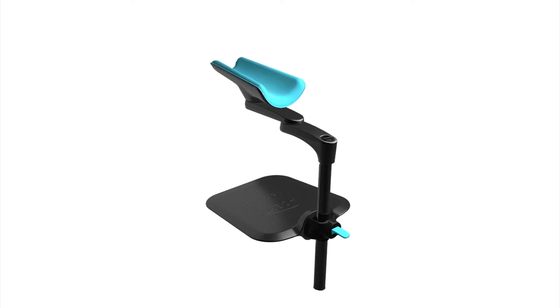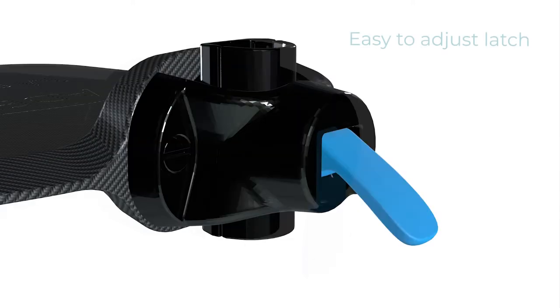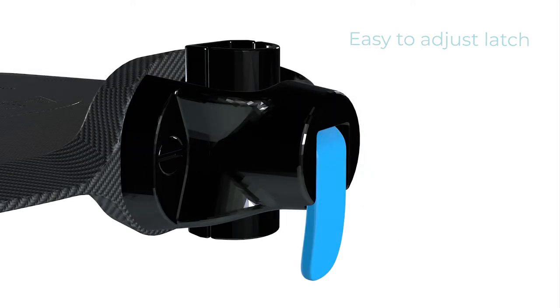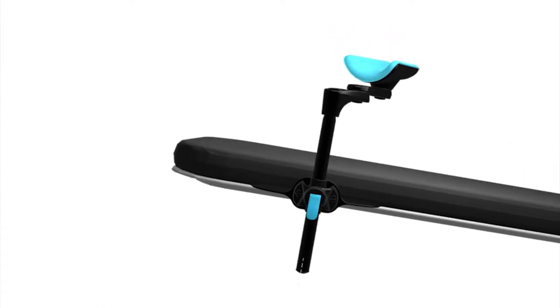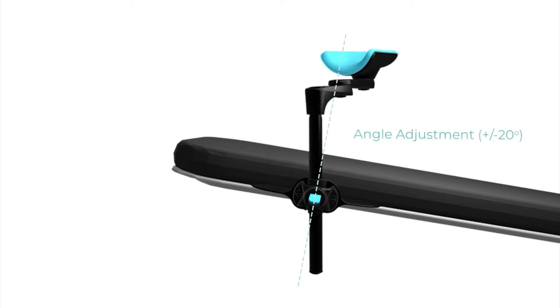Height and angle are secured in place by an easy-to-adjust latch. The angular post adjustment allows the base to be angulated to accommodate table and patient inclination of up to 20 degrees in each direction, whilst keeping the post vertical.